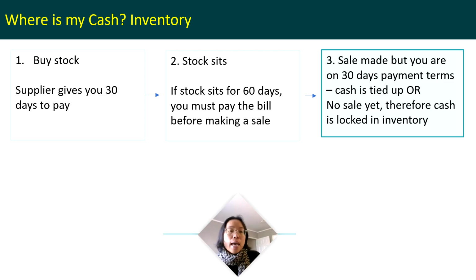Thirdly is the sale has been made. So we're very grateful that you have made the sale. However, you've got a credit of, say, 30 days. Unless you're a digital platform and it's required to pay you up front, but not always. So cash can be tied up in the sense. Or if you're unlucky, no sale yet, but you have inventory tied up, and therefore cash is locked up in inventory.